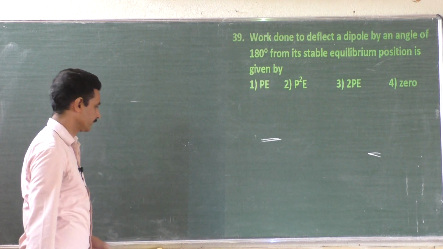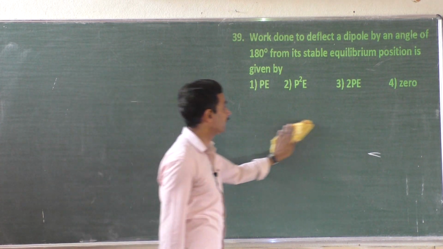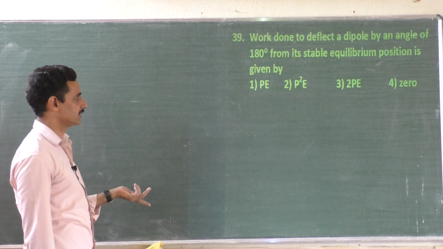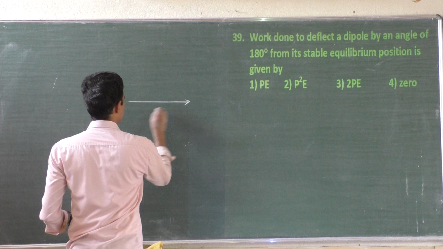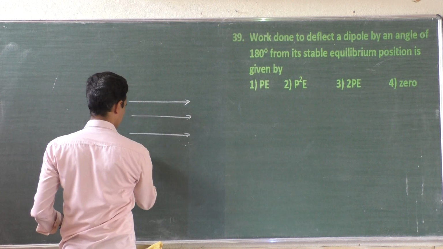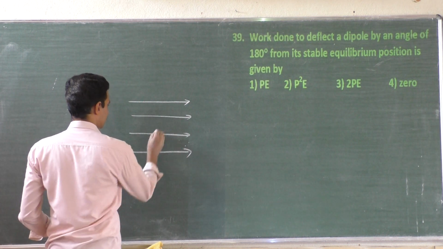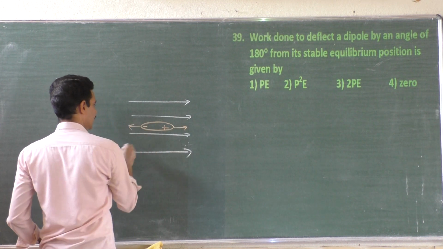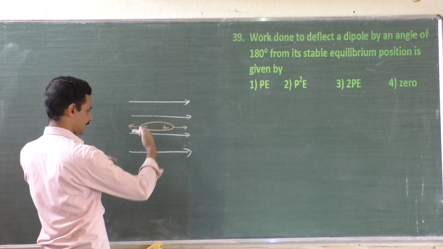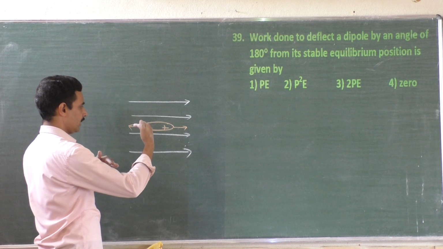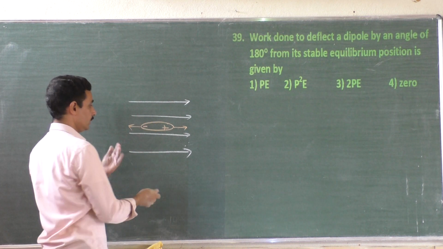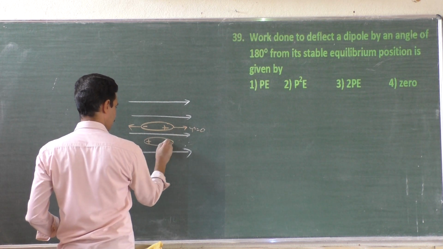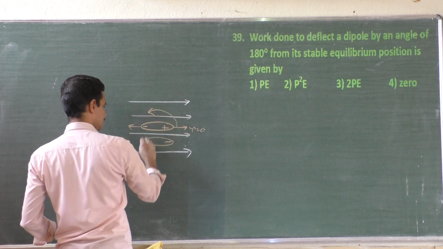Now, work done to deflect a dipole by an angle of 180 degrees from the stable equilibrium position. This is the stable equilibrium position. If the electric field is like this and the dipole is oriented like this, the forces are like this. These forces are not separated by a distance, there is no arm for the couple, so the torque is zero. From this position, you have to bring it to 180 degrees. So you have to turn it and put it at 180 degrees.